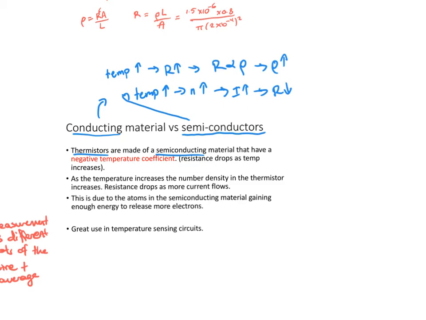So thermistors are usually used in sensing circuits, so in ovens, in a baby incubator. I don't know if that's the correct word, but when babies are born prematurely, they place them in this machine that has to be regulated.